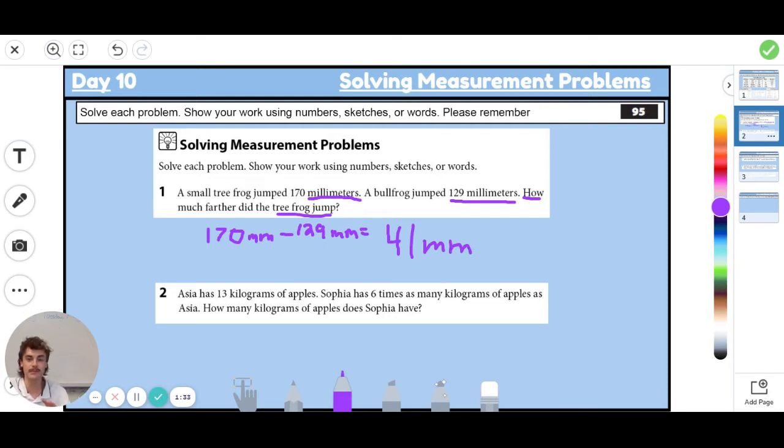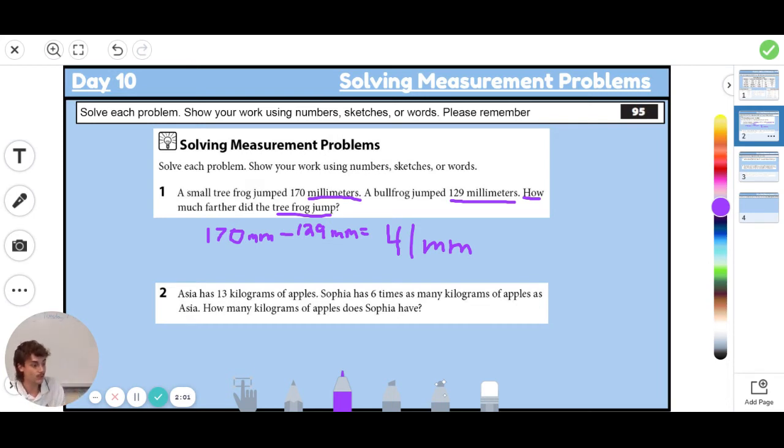And one thing that can be interesting about these problems and why it's so important that you write your units is so that you don't get confused. Because when you're going from one unit to another unit, if you have a number that's written down that doesn't have a unit, we don't know if we're going from one thing to another. We have no idea. So that's why it's super important that you're using these labels to label your units.